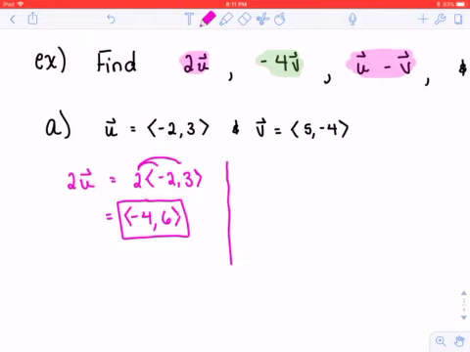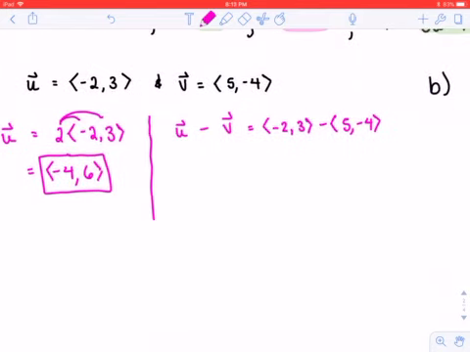Okay. Next up, if I do u minus v, again, same basic concept. You use your instincts and you'll be okay. So if I'm subtracting these, I'm just going to go negative 2, 3 minus 5, negative 4. So if I'm going to subtract these, I'm just going to write this now. I'm going to take my horizontal components. I'm going to subtract those. So negative 2 minus 5.